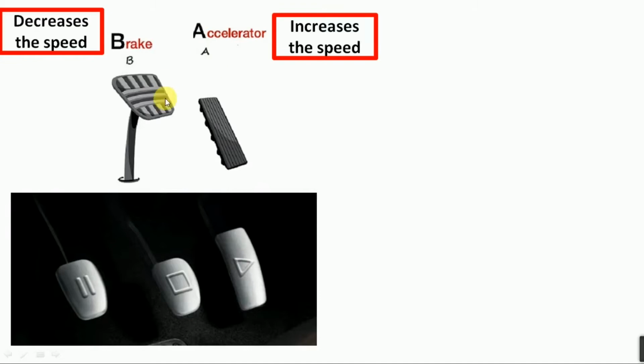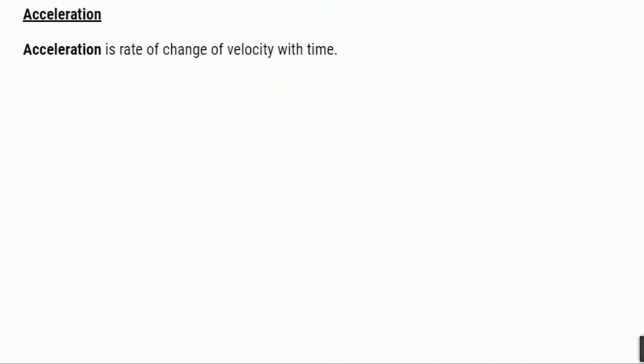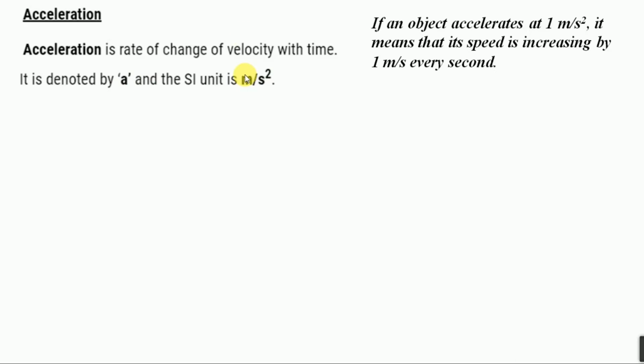So from here we have understood that acceleration means increase in speed, but the actual definition of acceleration is rate of change of velocity with time. So it is not only increasing, it can decrease also. Acceleration is denoted by A and the unit of acceleration is meter per second square. So if the object is accelerating at the rate of 1 meter per second square, that means its velocity is increased by 1 meter per second.